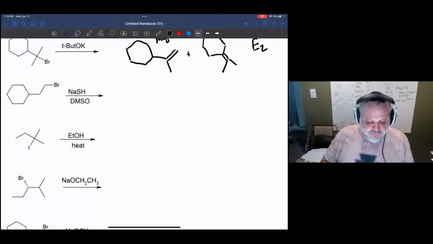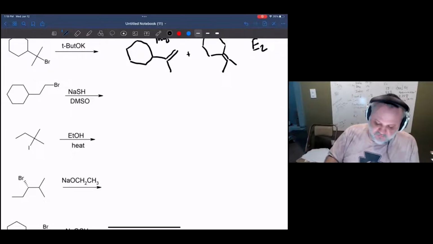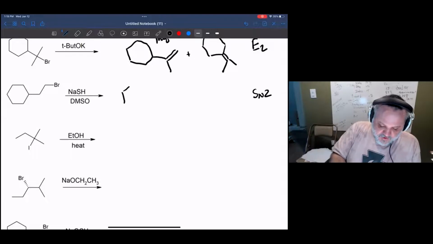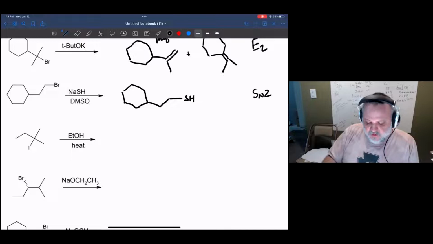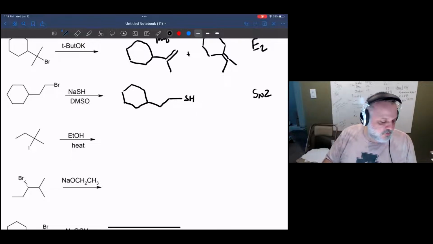It looks like I've got a primary position for the leaving group and only a nucleophile. So again, this would be SN2. And so I've got a 6-membered ring, 1, 2, 3, and now have replaced or substituted the Br for the SH. That's not a stereo center, so I don't need to worry about it.